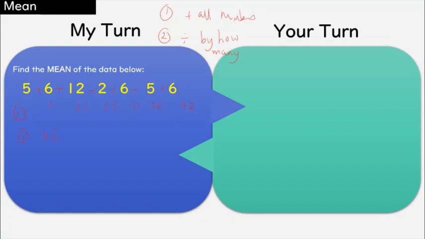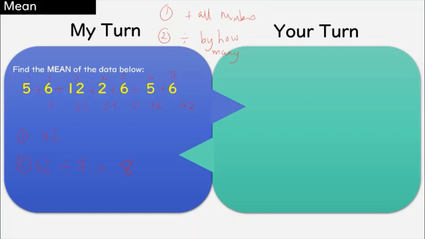The second step, remember, is I've got to then divide by how many there are. Well, how many numbers are there? There's 1, 2, 3, 4, 5, 6, 7. So I've got to divide by 7. So I've got to do 42 divided by 7, which gives me an average of 8.